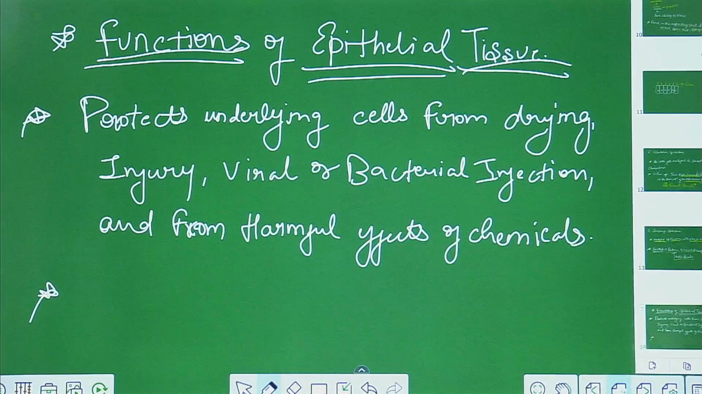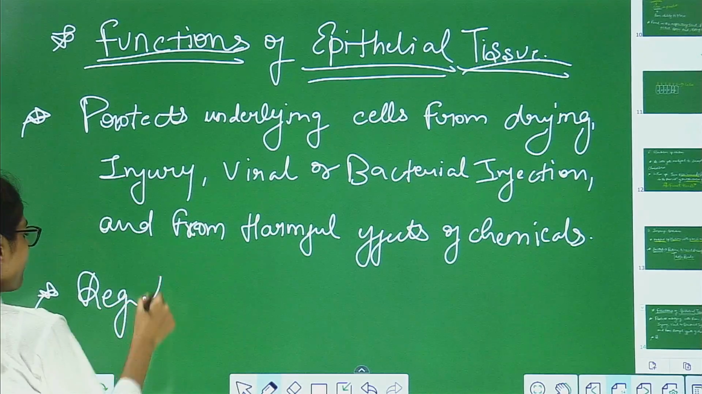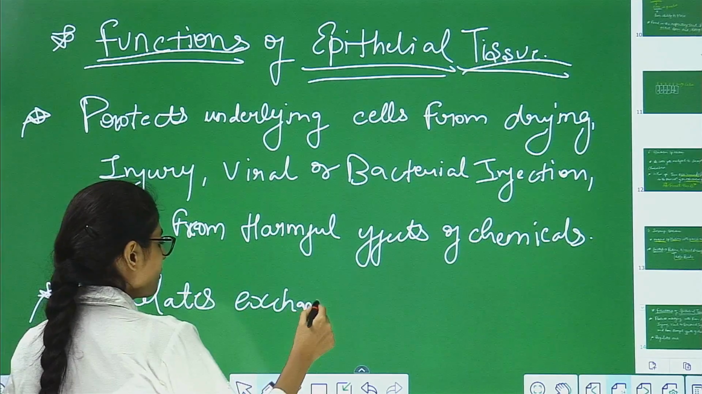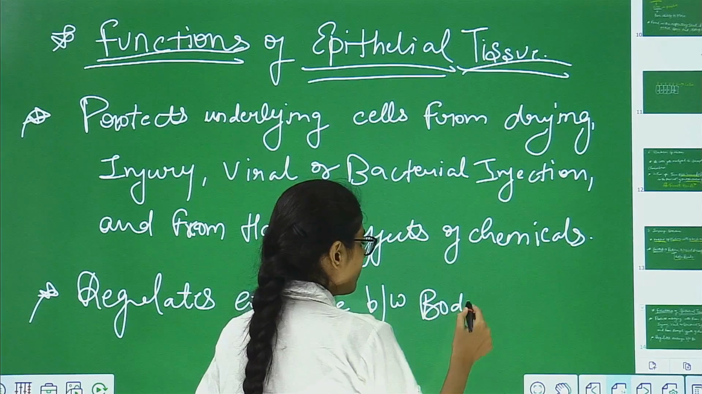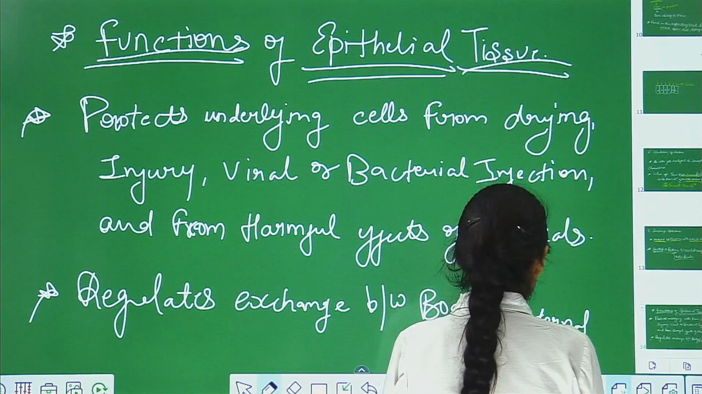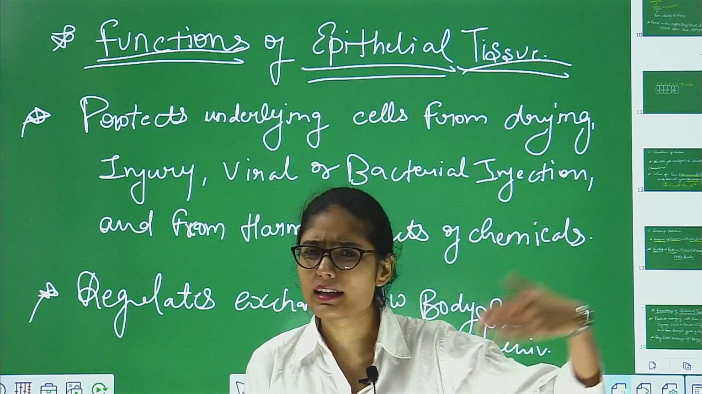Now the second point is the permeability of this epithelial cell plays a vital role in regulating exchange of material between the body and the external environment. So that means it regulates exchange between body and external environment. Now, what does it mean, exchange between the body and the external environment?